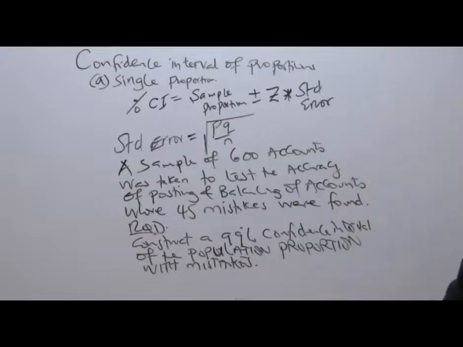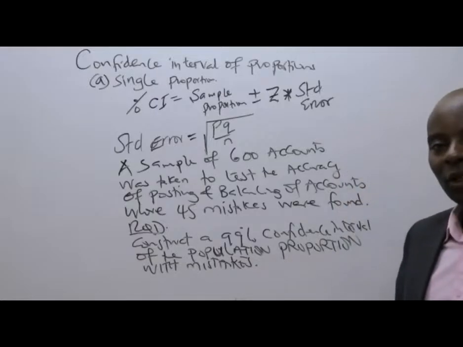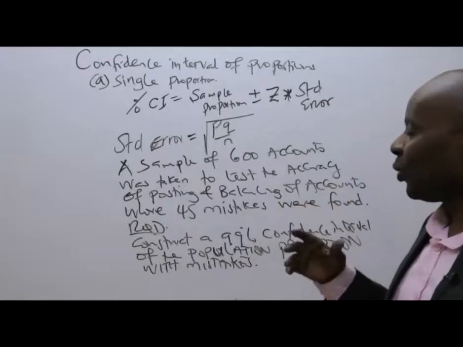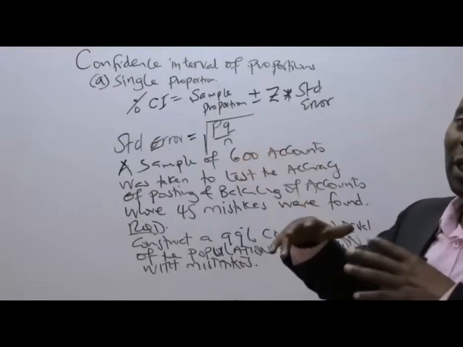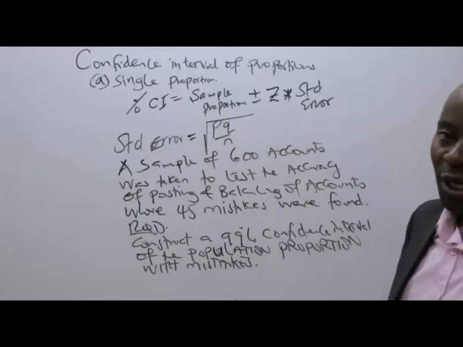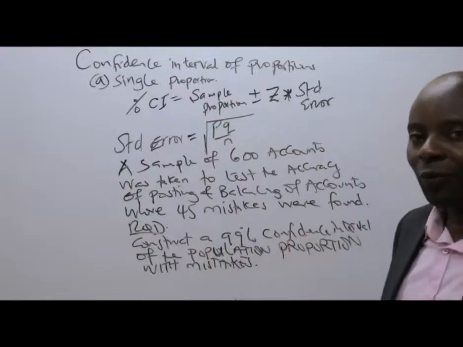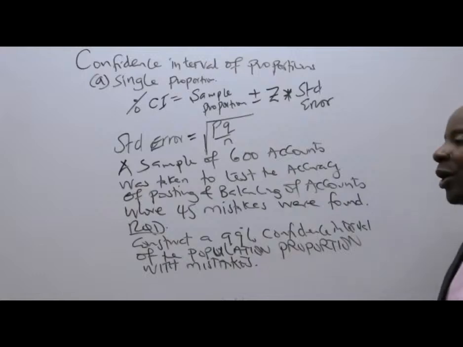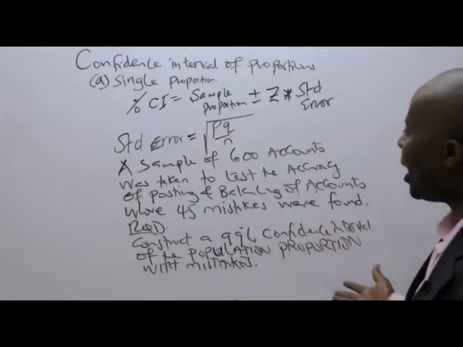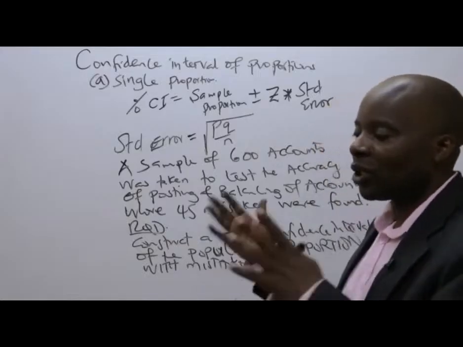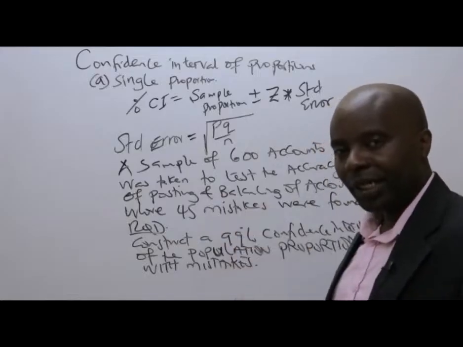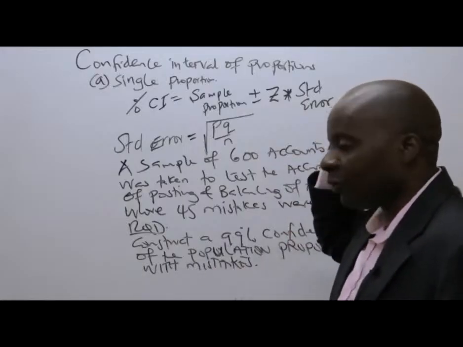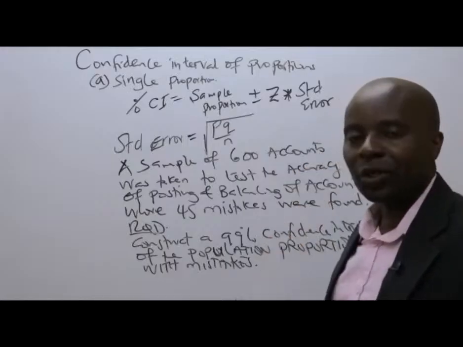Okay, I can see good questions over there. I'll go back there, don't worry. Now, ladies and gentlemen, we have here a sample. We could be a big company with so many ledgers, but of course we can't go looking at the entire thing. We can't carry out a census, it would be very expensive. So here we have taken a sample of how many accounts? 600 accounts. And out of these 600 accounts, 45 of them have mistakes.